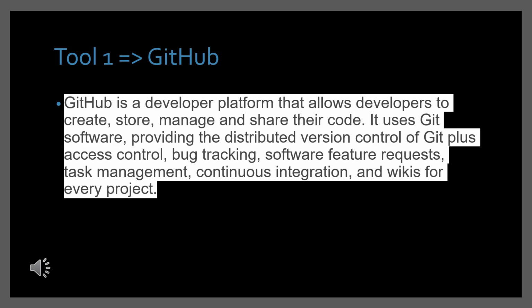So GitHub is a technology. It's a developer platform that allows developers to create, store, manage and share their code. It uses Git software as a base and it is used for access control, bug tracking, software feature requests, task management, and continuous integration on every project.